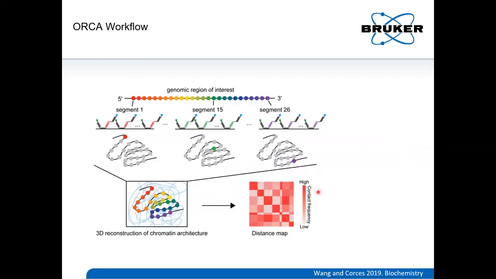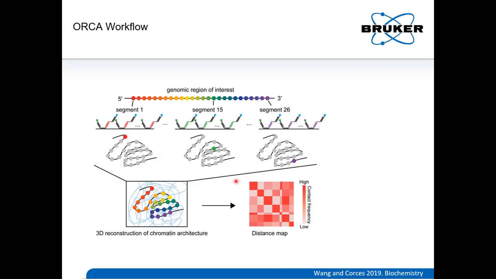Here's an overview of the ORCA workflow. A set of oligonucleotide probes is designed to label a genomic region of interest, much like that in OligoSTORM. Each segment carries a unique barcode and represents a single step of the ORCA walk. Segments are imaged sequentially to build a 3D reconstruction of the chromatin architecture. The 3D position of each segment is then used to build a distance map that's comparable to a Hi-C map that is typically used in genomic studies.